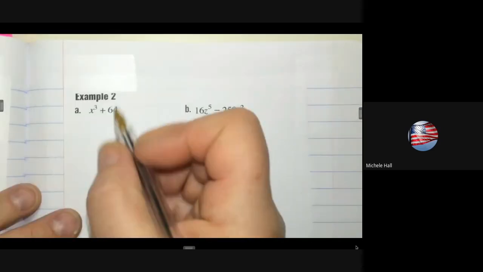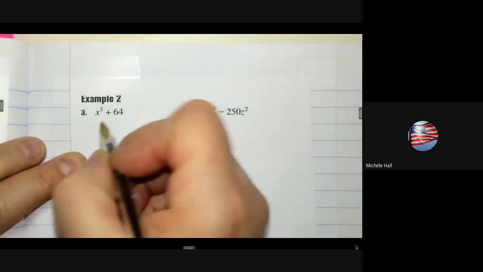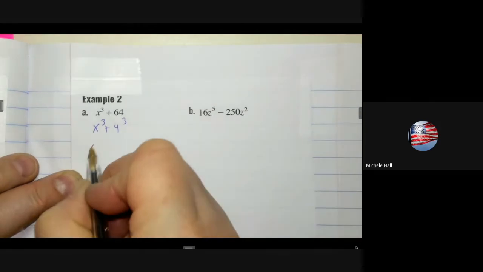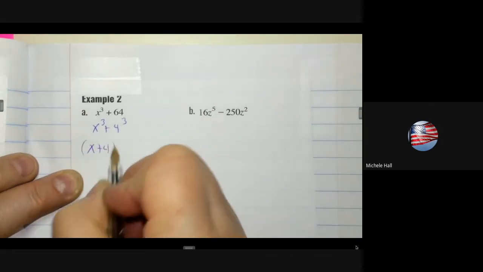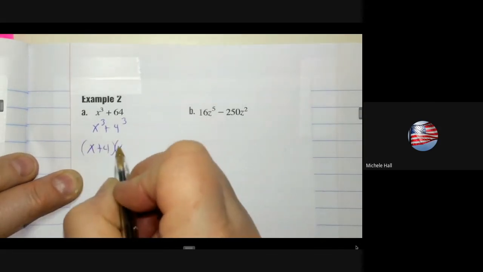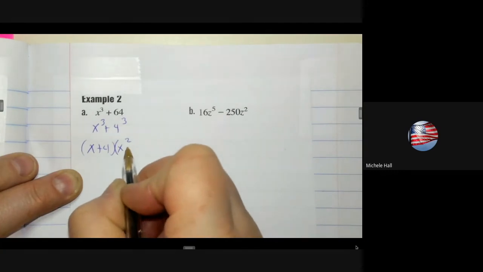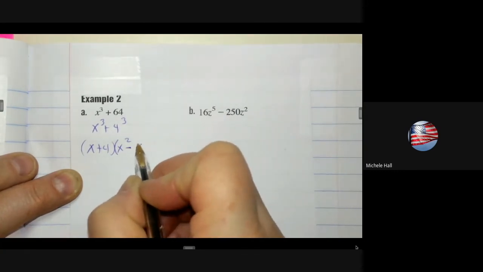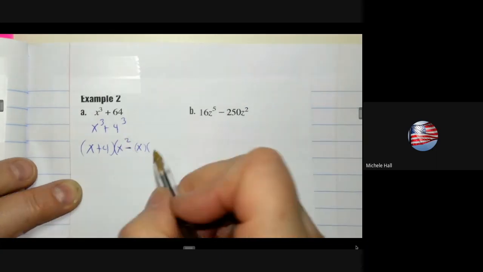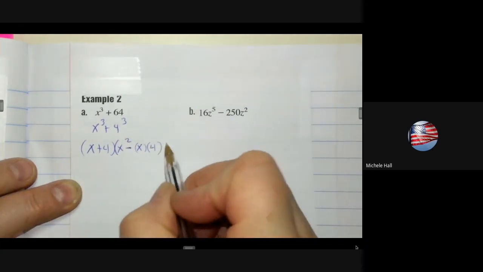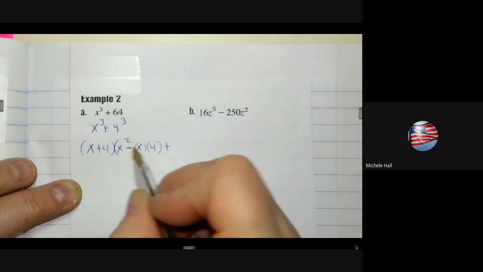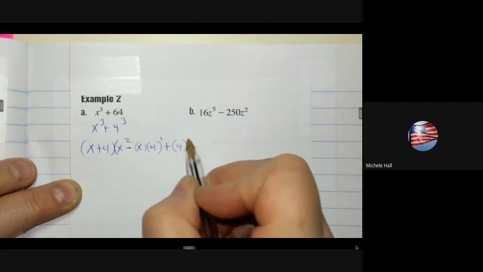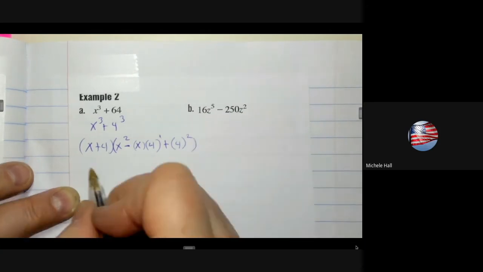x cubed plus 64, example 2. It's x cubed plus 4 cubed. x plus 4, exactly what you see. And now there are 2 x's left, and we're alternating our signs. Negative. The next term is going to have an x. Times the second term comes in, plus, and now we have x squared, x times 4 to the 1, and now it's going to be 4 squared. And simplify.